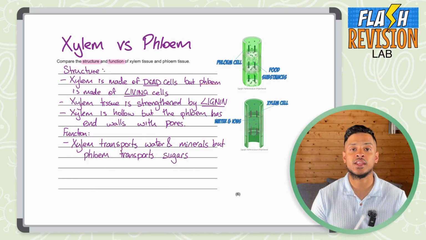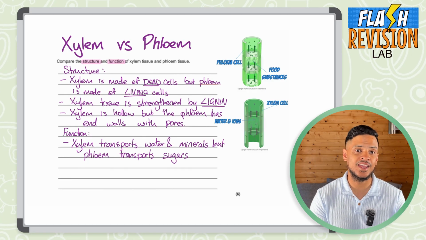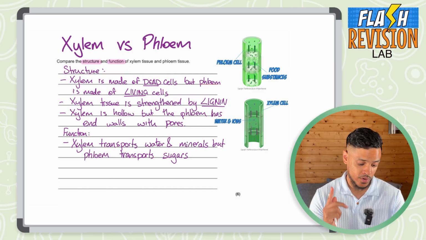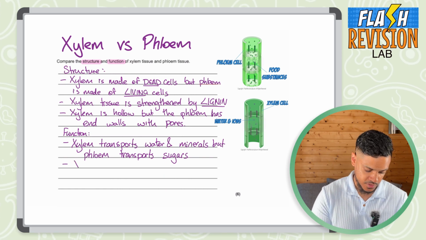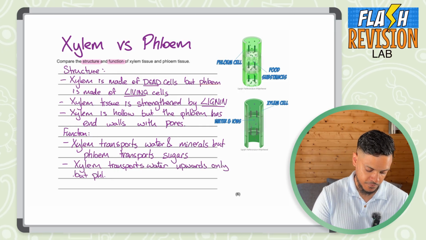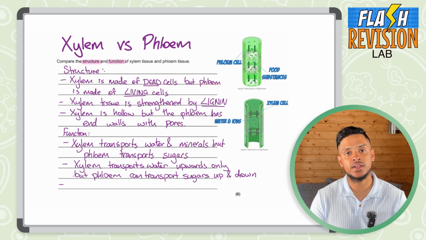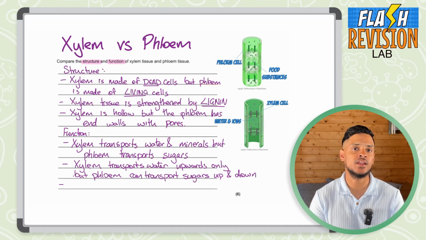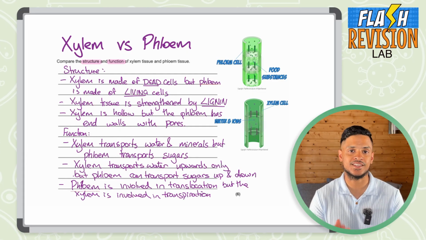So we're nearly there. So the next thing we can do is talk about the direction of the movement of the substances. So for the xylem, the substances, the water and minerals, only travel upwards, whereas for the phloem, the sugars can move both up and down. So xylem transports water upwards only, but phloem can transport sugars up and down. And finally, the phloem is involved in translocation, whereas the xylem is involved in transpiration. And for all of that, you get 6 marks.